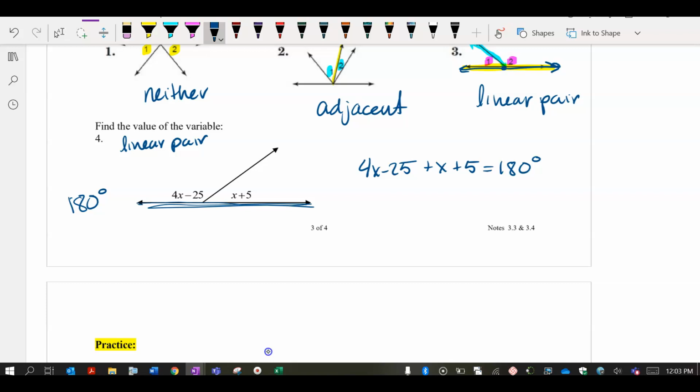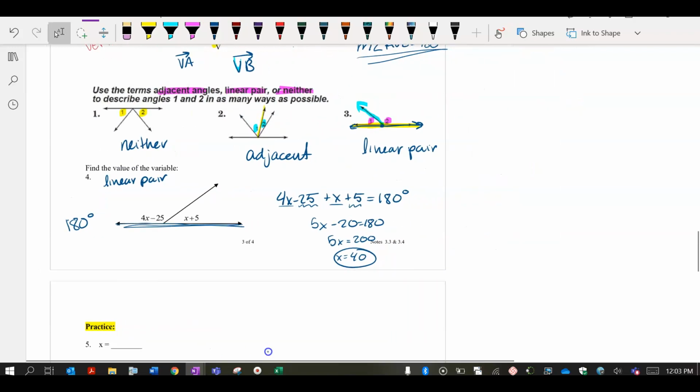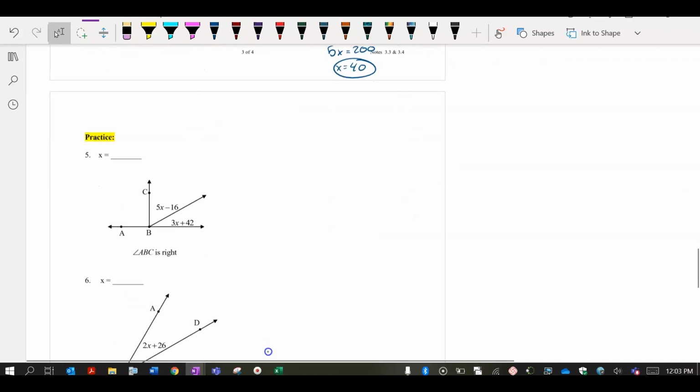Now I'm going to go ahead and solve. So here we're going to have 4x plus x is 5x, negative 25 plus 5 is going to be minus 20 equals 180. 5x equals, I'm going to add that over, we get 200. 200 divided by 5 is x equals 40. Okay. All right, so here we are, the next example.